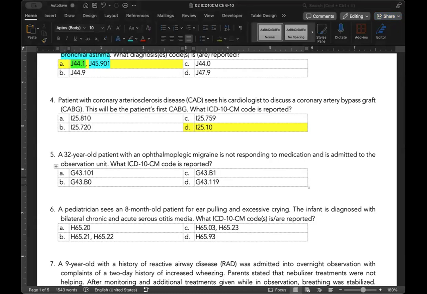So in our scenario, if they are not responding to medication, is that going to be intractable or not intractable? If they are not responding to medication, that's going to be considered intractable.